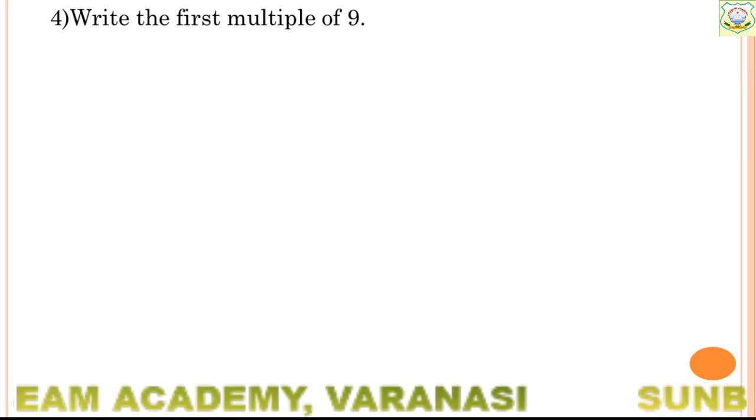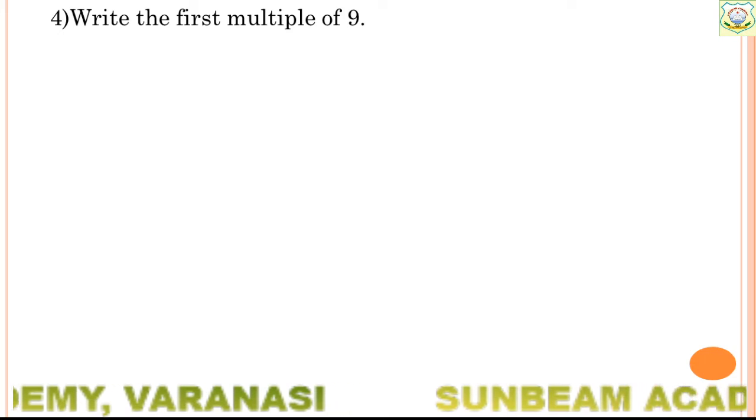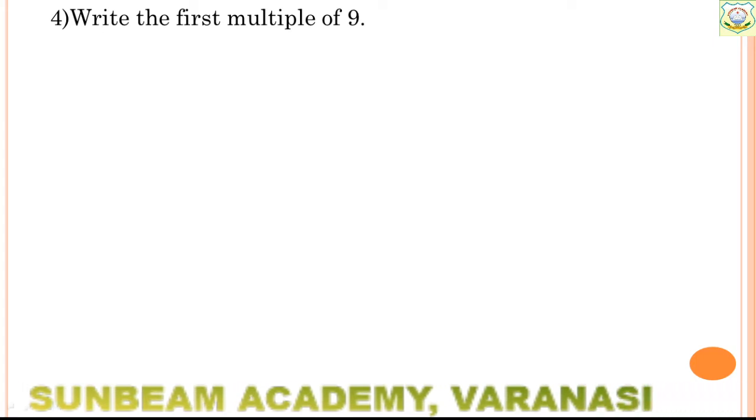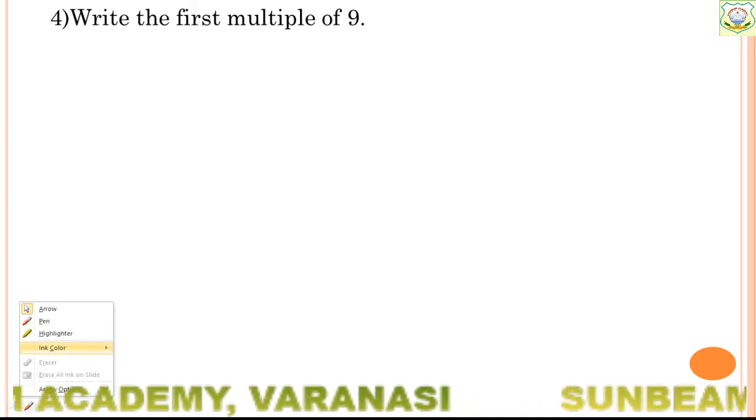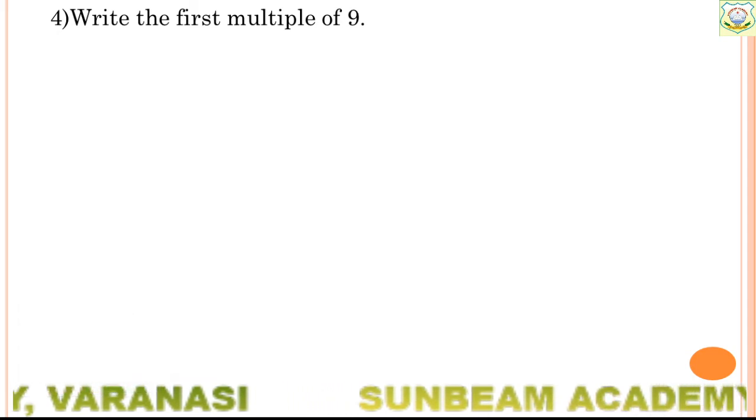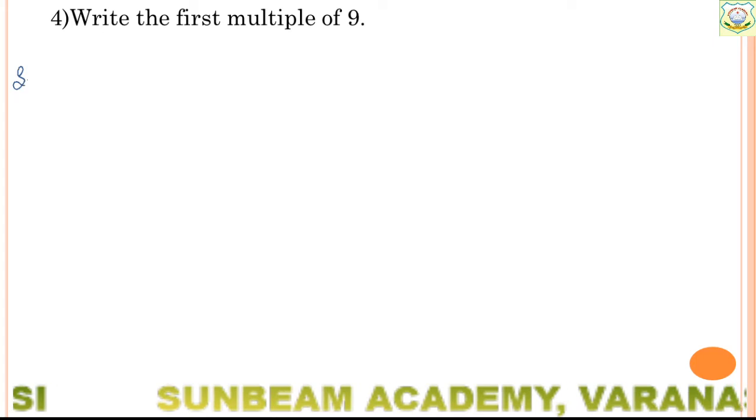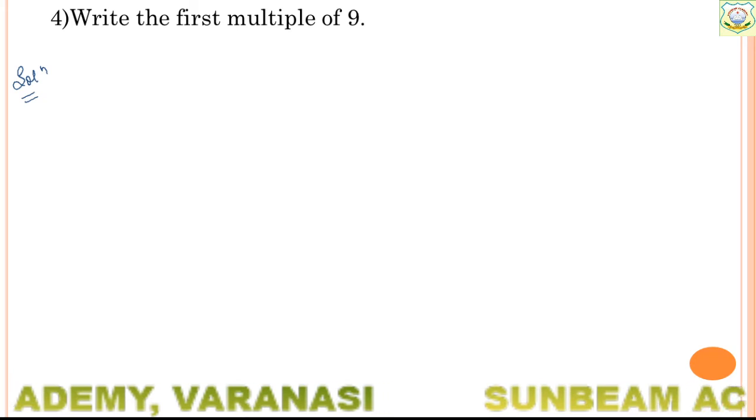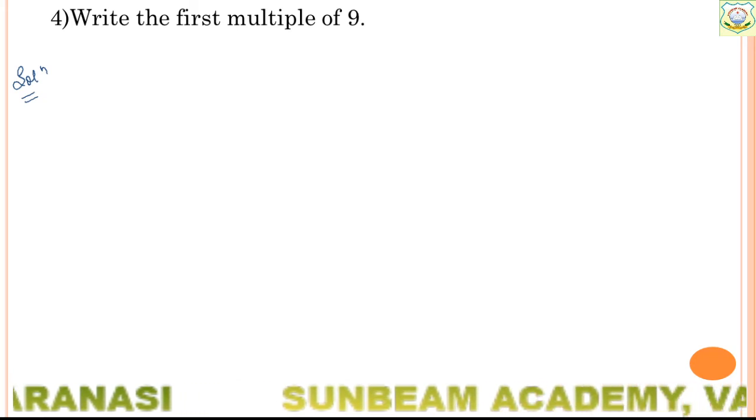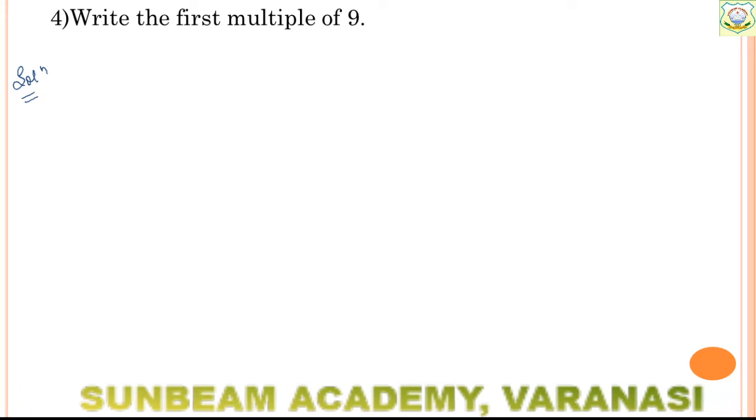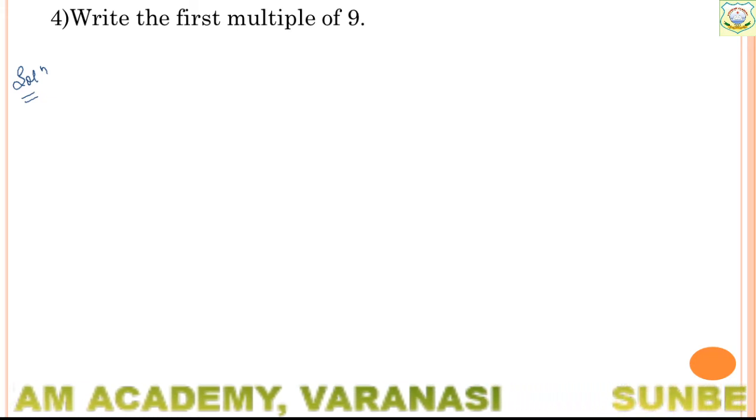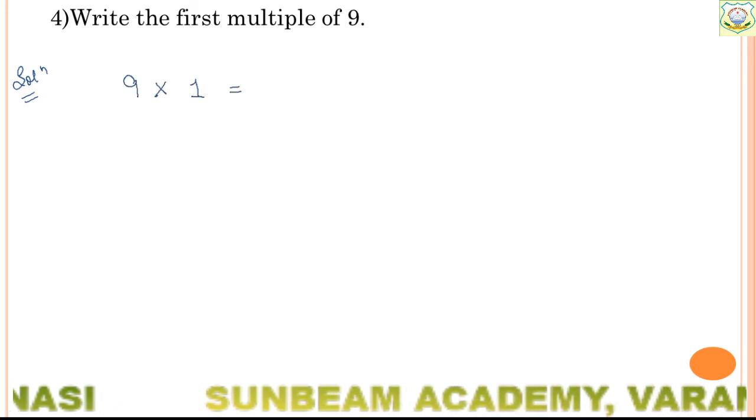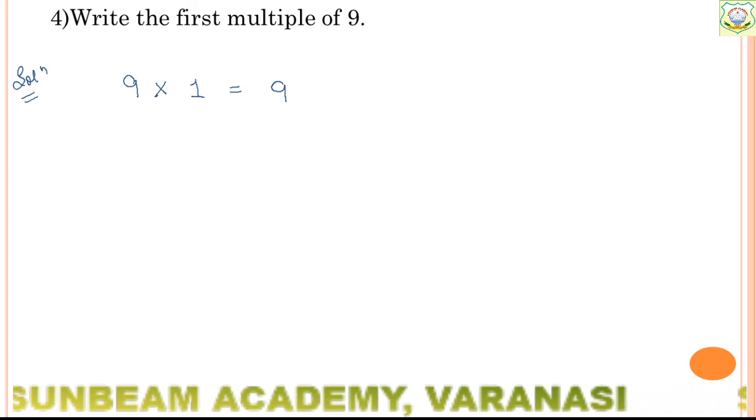Question number 4. Write the first multiple of 9. Isn't it very easy? Yes, now I know that you all know it. You have understood. So now let's do the solution. The question is saying write the first multiple of 9. So we have to write only one multiple, that is the first. So how to write? 9 multiplied by 1 equals 9. So we have got the first multiple of 9.